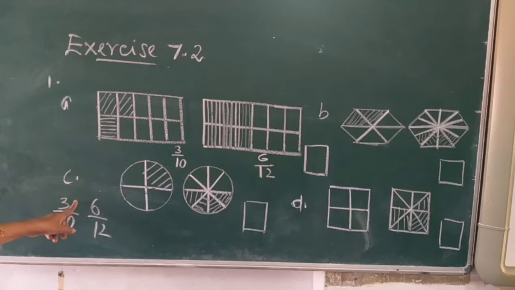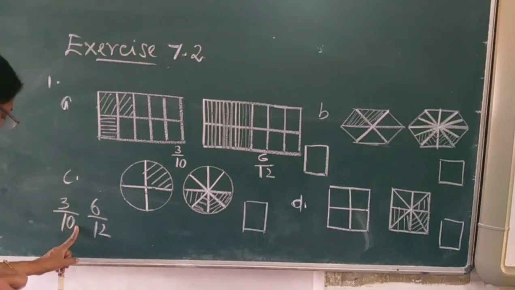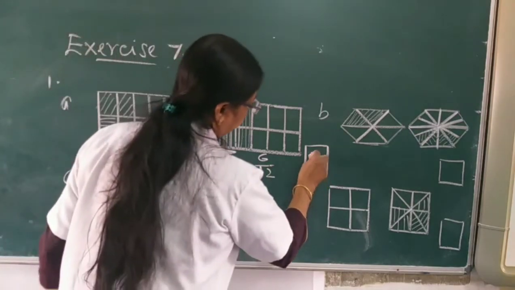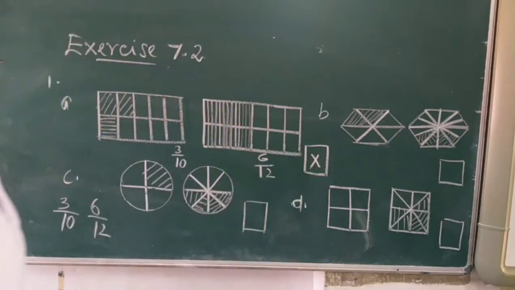Here I find out a number. 3 into 2 is 6. 2 is the number. So you multiply this denominator 10 with the same number 2. 10 into 2 is 20. It is not 12. That means these two are not equivalent fractions. No, these two are not equivalent fractions. So we can put a cross. Correct?